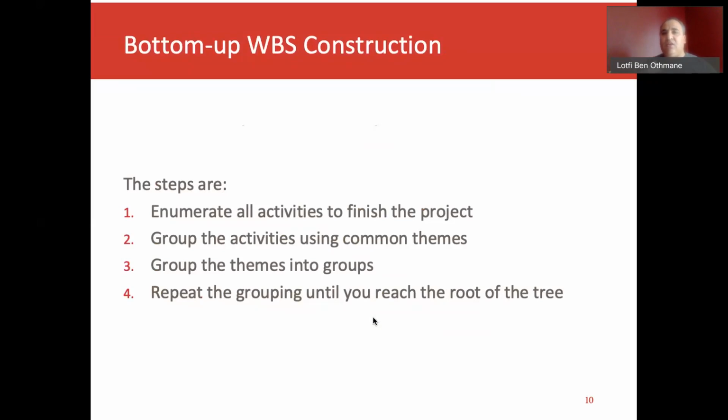So we enumerate all the activities to finish the project. We would say, what do we need to do in order to finish the project? Then we bring these activities and group them into themes. We would say that these activities we need for this deliverable, and this set of activities for another deliverable. Then we go to the next level, which is the deliverables, and those deliverables compose the project, right? So we would group the activities in common themes, and group the themes into common groups, and we can go to a higher level with this grouping.